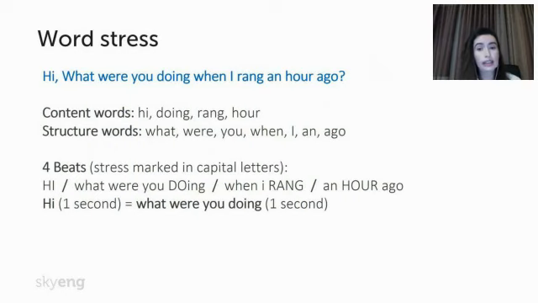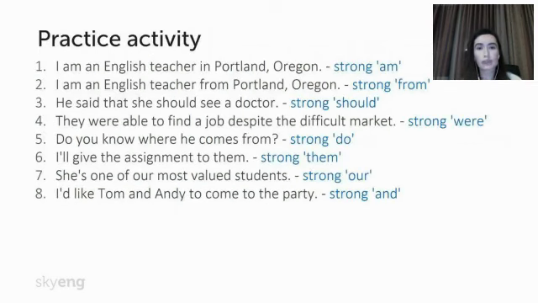Hi, take a second. What you were doing, another second, an hour, when I ran, another second, an hour ago. Hi. Practice activity. I am an English teacher from Portland, Oregon. I am an English teacher. I am an English teacher from Portland, Oregon.